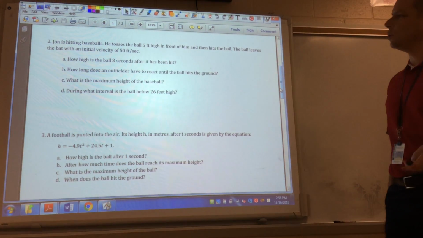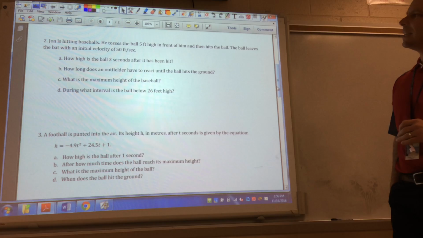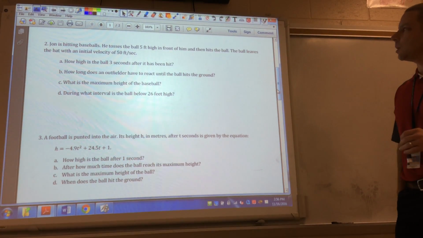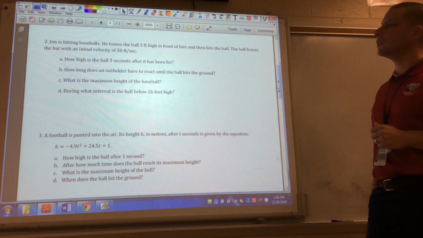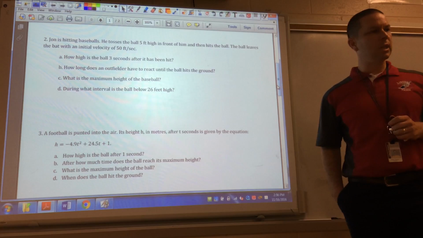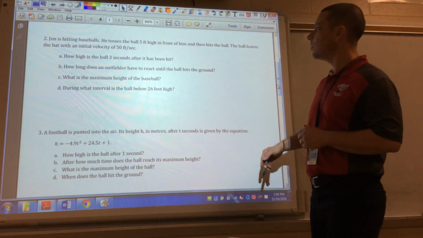Here is number 2 from our homework last night. John is hitting baseballs. He tosses the ball 5 feet high in front of him and then hits the ball. The ball leaves the bat with an initial velocity of 50 feet per second. So the first thing we want to do is come up with an equation for the path of that ball.